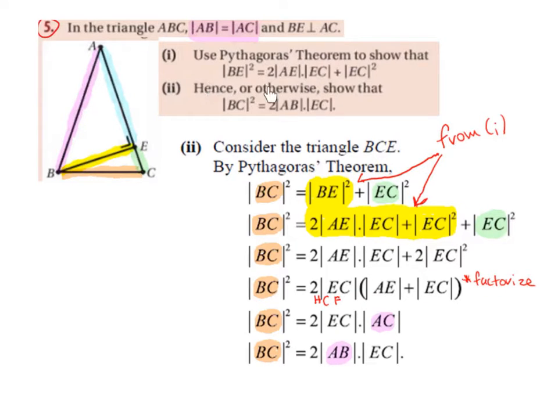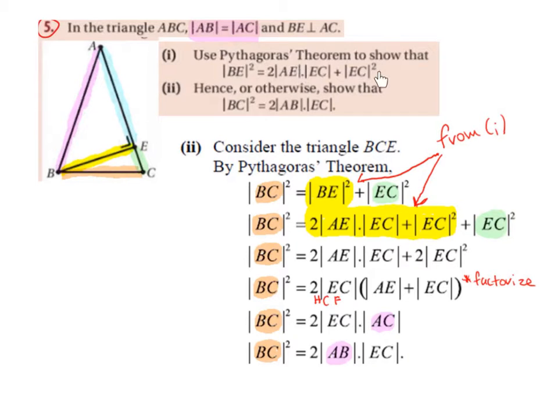Part 2. Hence or otherwise show that BC squared is equal to 2 times AB times EC. So we're going to consider the triangle BCE, the smaller triangle. By Pythagoras' theorem, we have BC squared is equal to BE squared plus EC squared. BC is the hypotenuse.